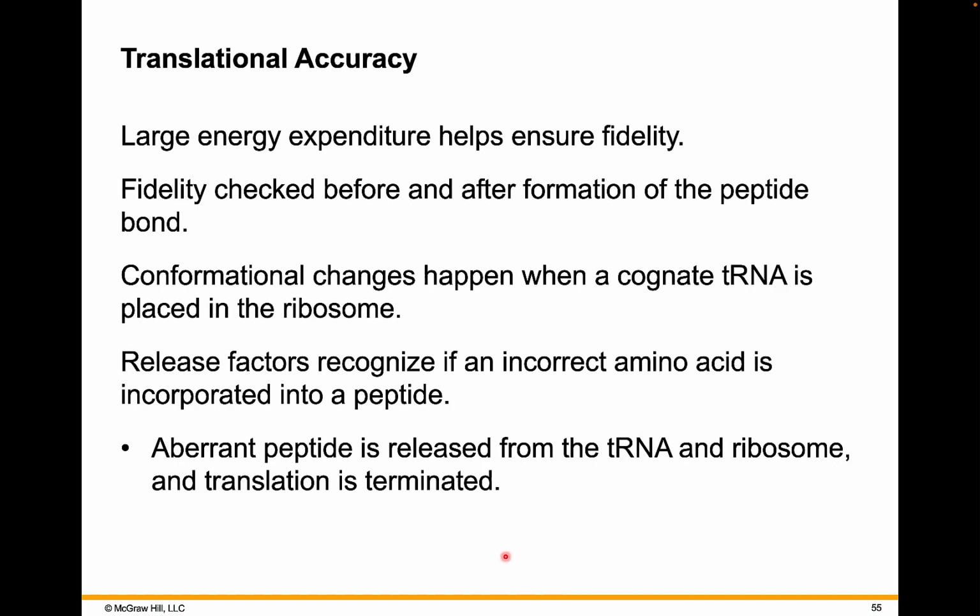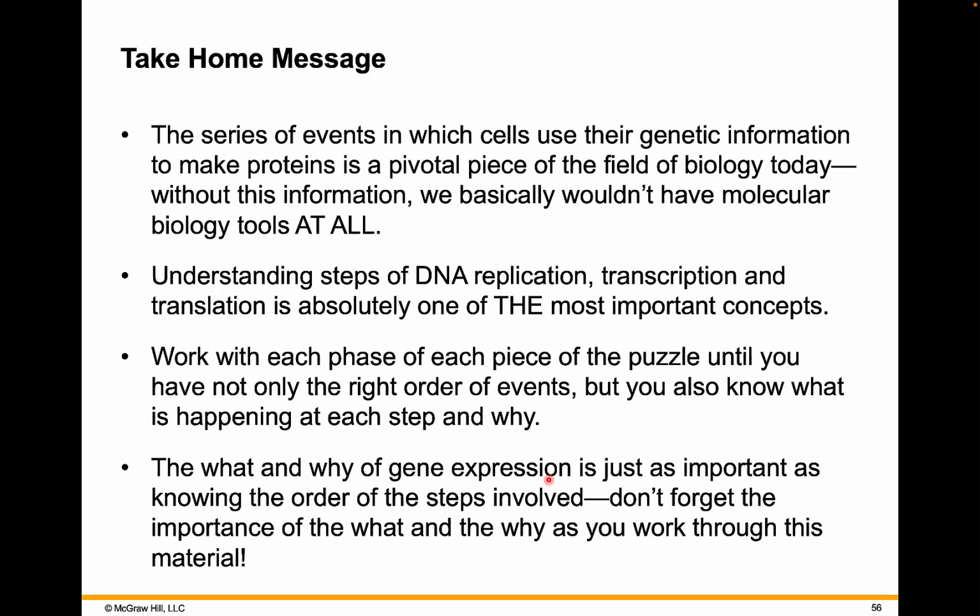And a large expenditure of energy helps to ensure fidelity. It is checked before and after formation of a peptide bond. And conformational changes happen when a cognate tRNA is placed in the ribosome. And the release factor recognizes if an incorrect amino acid is incorporated into a peptide, and the aberrant peptide is released from the tRNA and ribosome, and translation is halted. So that's why this process is pretty accurate.